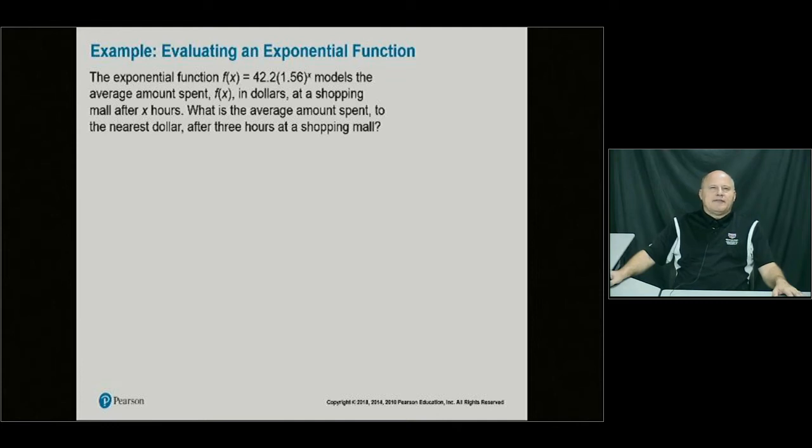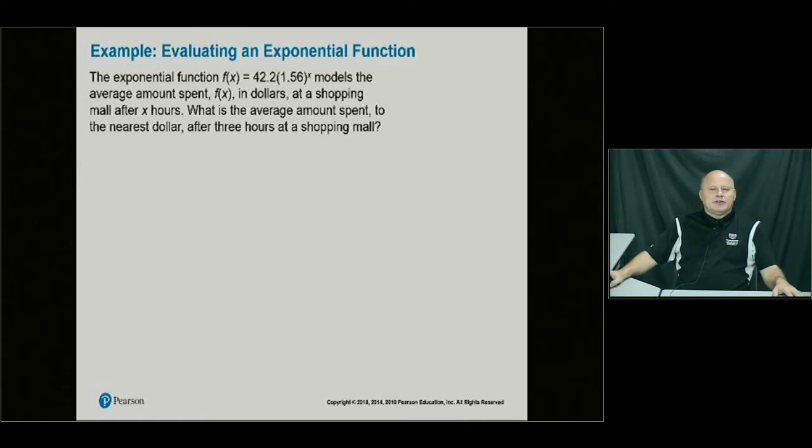So we're going to look at an example of evaluating an exponential function. The exponential function f of x equals 42.2 times 1.56 to the x power. So in this case, your b is 1.56, and you've got a constant out front. It models the average amount spent, f of x in dollars, at a shopping mall after x hours. What is the average amount spent to the nearest dollar after 3 hours of shopping at the shopping mall?